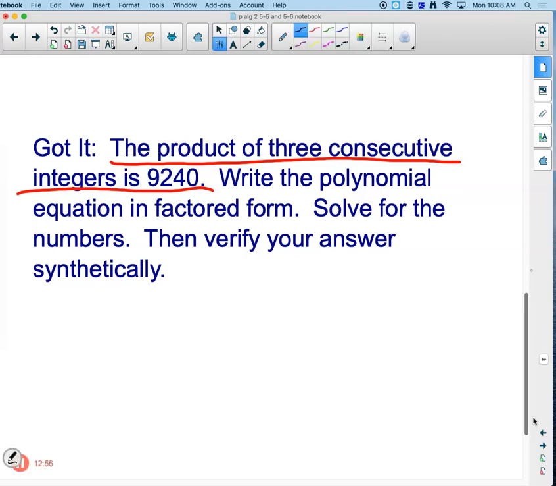Alrighty. So what do you suppose we should use for the smallest number? X, smallest number. How about the next number? X plus 1. And the third number? X plus 2, exactly. Now what are we supposed to do with those 3? Put them together. How?